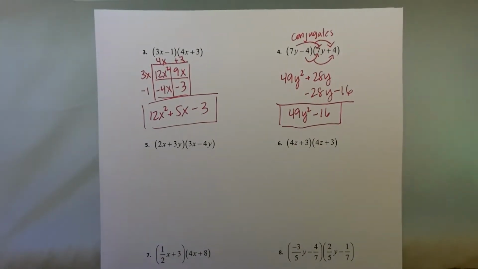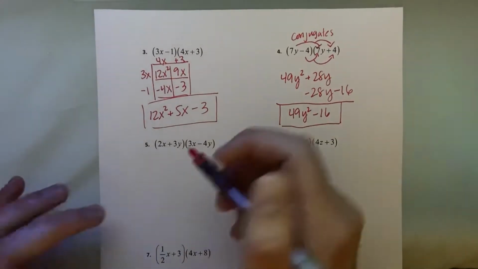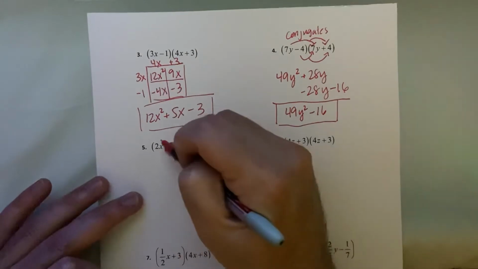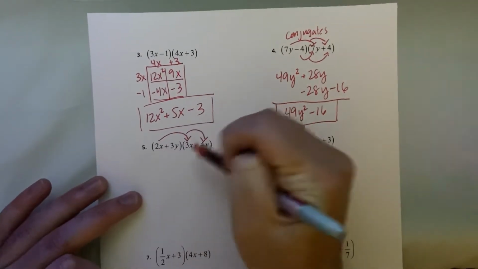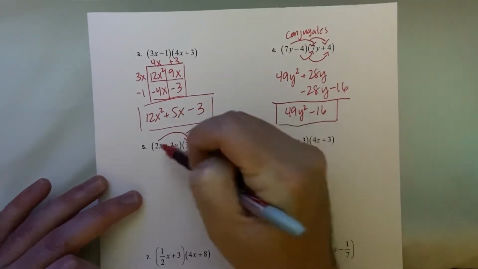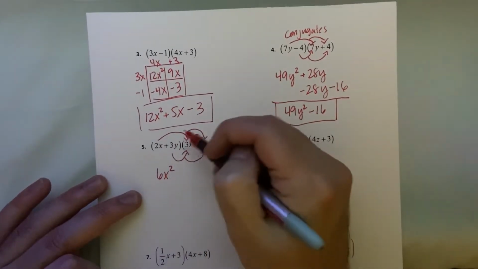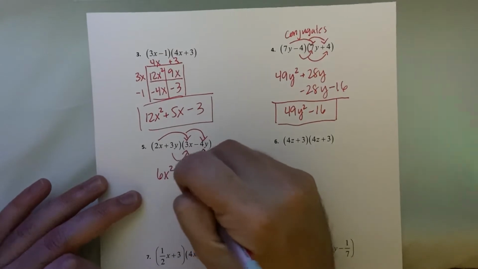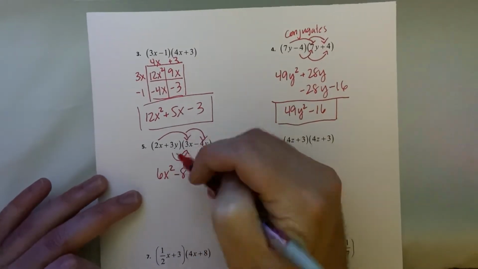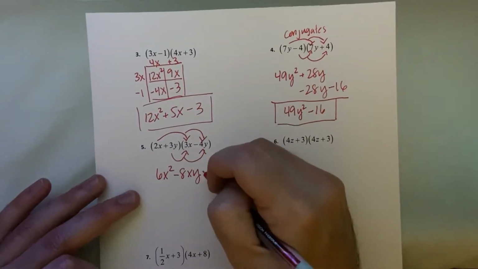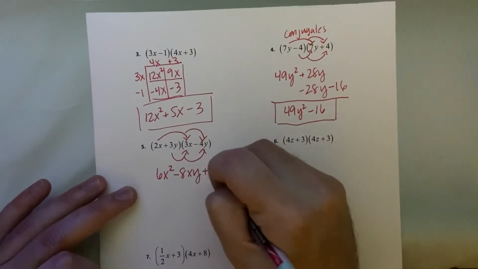as the answer. We can do this with two terms regardless of how many variables are there. We just need to make sure we do this correctly. So draw your arrows or your box. 2x times 3x is 6x squared. 2x times negative 4y is negative 8xy. 3y times 3x is plus 9xy.